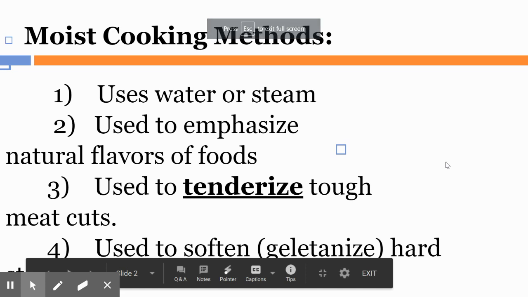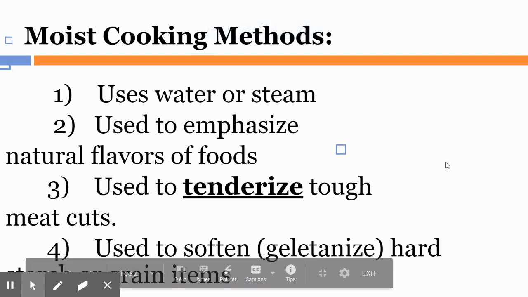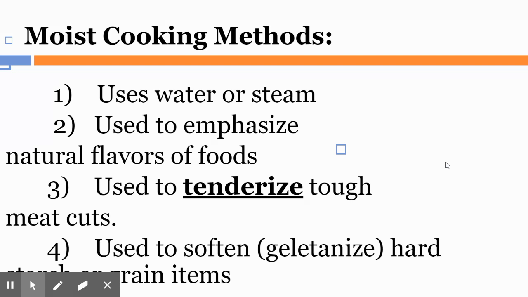So we're going to talk about moist cooking methods. We want to start here with why we use moist cooking. Moist cooking methods use water or steam. They are used to emphasize the natural flavors of food items, and they're used to tenderize tough cuts of meat. They are also used to soften hard starch or grain items.